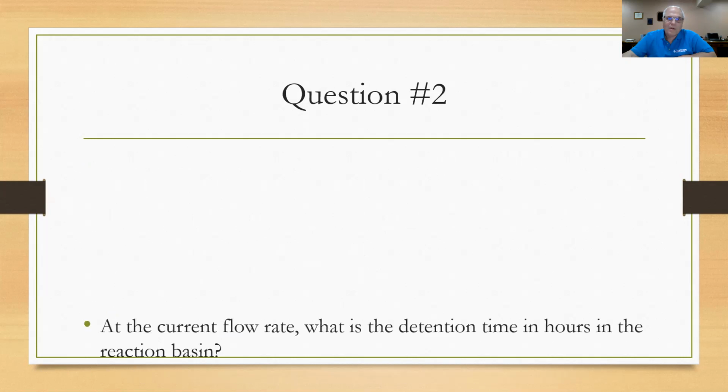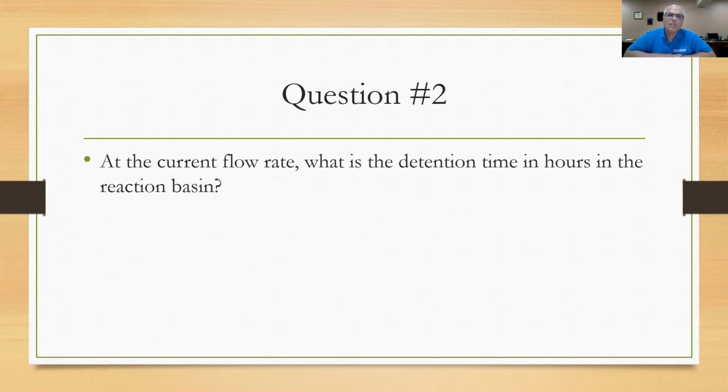Question number 2 says that at the current flow rate, what is the detention time in hours in the reaction basin? Obviously, we want some detention time in that basin because we've got the air that has become in intimate contact with the water. We want it to do its job. It's not something that happens very quickly. So we want an hour or two of detention time for that to go to work and allow those particles of iron, oxidized iron, to settle.